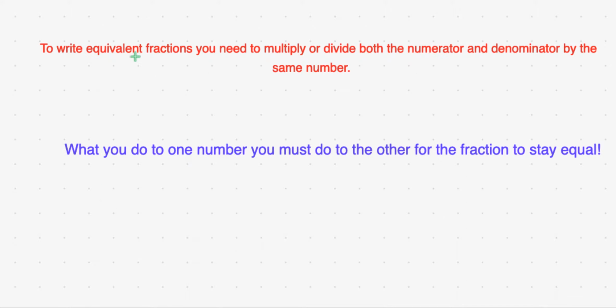First of all, to write equivalent fractions, you need to multiply or divide both the numerator and denominator by the same number. What you do to one number, you must always do to the other for the fraction to stay equal. Now, as you know, there are two ways you could write equivalent fractions. As it's said over here, you could either multiply or divide.